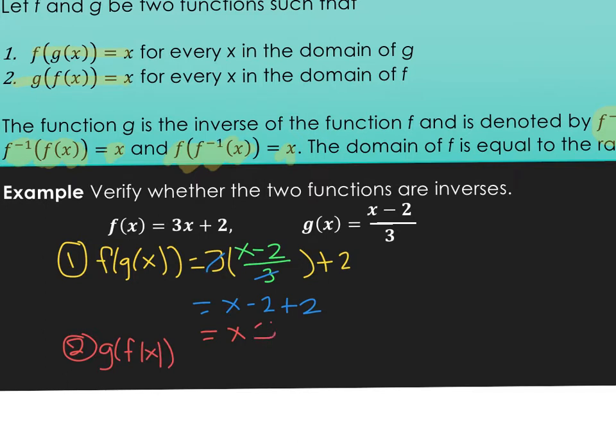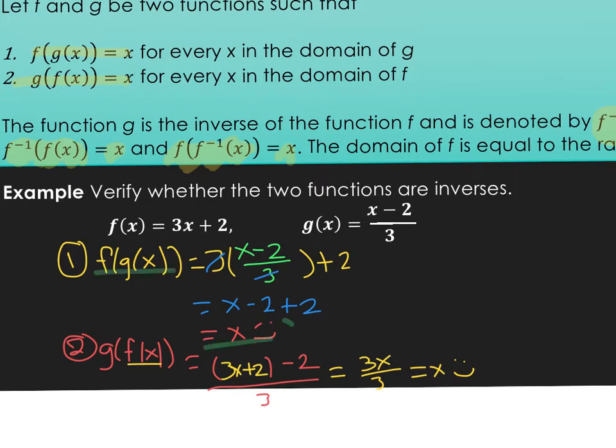The second thing we'll do is find g of f of x. This time we'll start with the g function and put empty parentheses where x was, and we will insert the f function in the empty parentheses. So the 3x plus 2 goes here, and we just simplify from there. We know in the numerator the 2's cancel, so 3x over 3, and then 3x divided by 3 is just x.